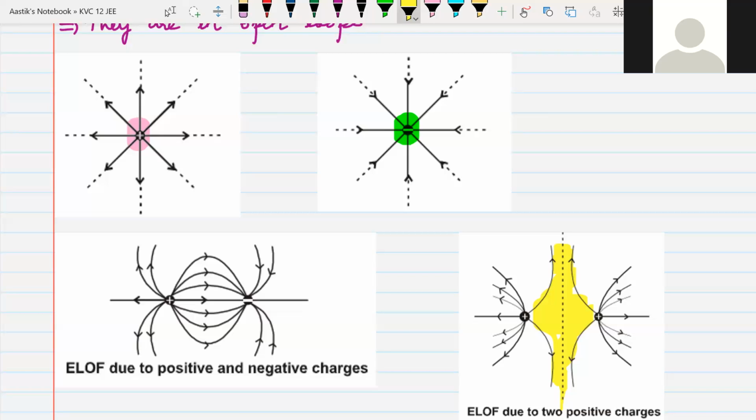Have you noted it down? Yes, sir. Everyone, boys? Boys are noting down. Okay, note it down, don't worry.